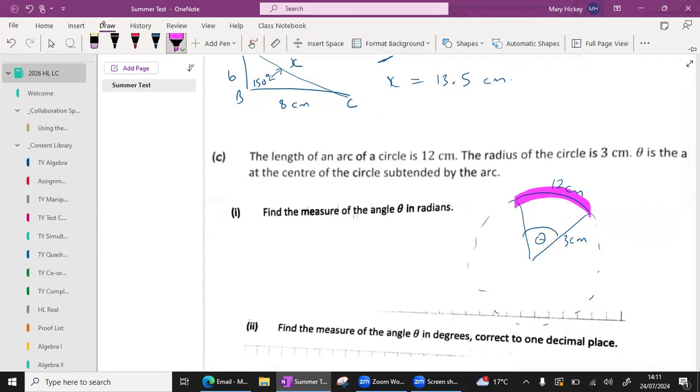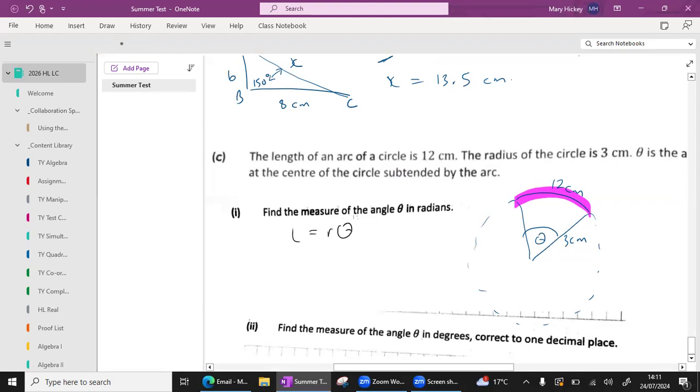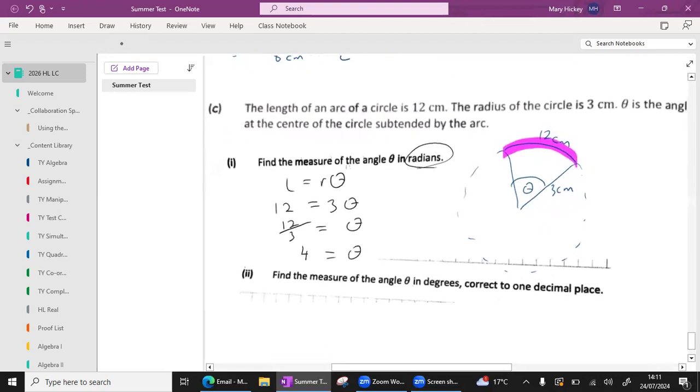Now, if we look at our log tables, because the angle is in radians, we're going to use the formula L equals R theta. L represents the length of the arc, which we know is 12. R is the radius, which we know is 3, and theta is this angle. So it's quite an easy one. In fact, you divide 12 over 3, and theta is 4. So that gives us 4 radians, because it's in radians, as our answer.